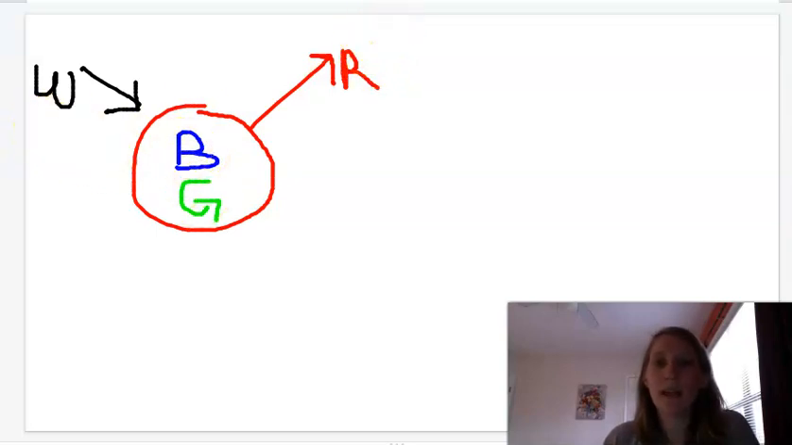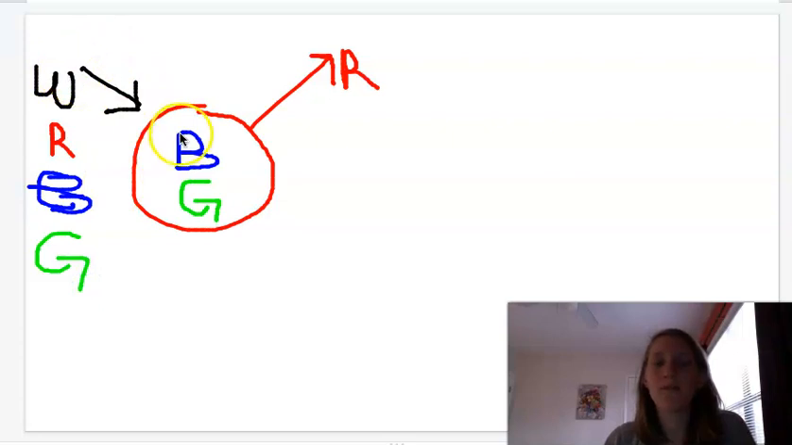So white light is made up of red, blue, and green. If this is redundant, if you understand this, you got all the questions right on your quiz, then just skip forward like 2 minutes. So send white light: blue and green stay, red reflects.